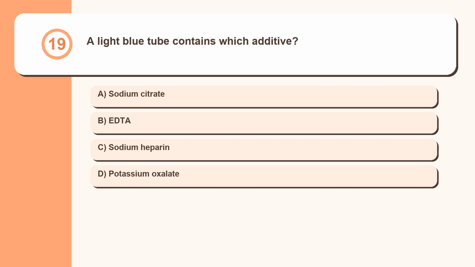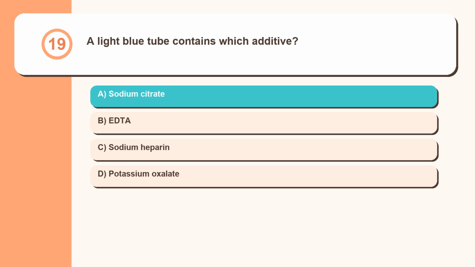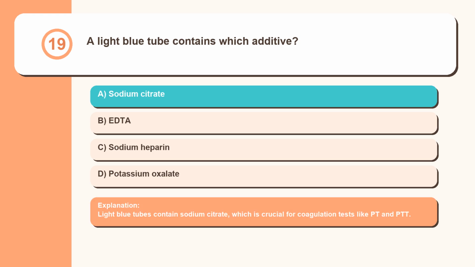Question 19. A light blue tube contains which additive? Sodium citrate, EDTA, sodium heparin, potassium oxalate. Light blue tubes contain sodium citrate, which is crucial for coagulation tests like PT.